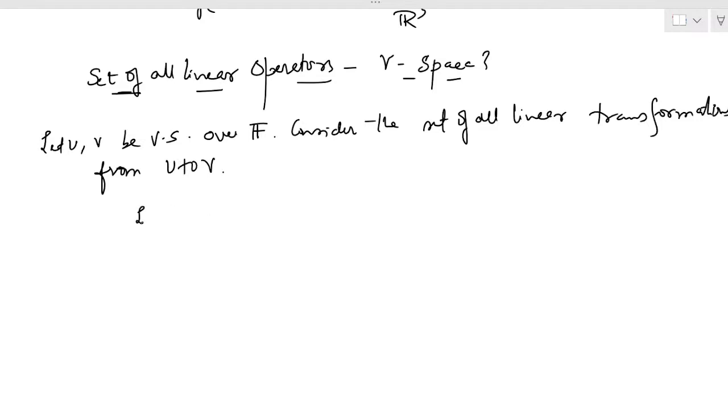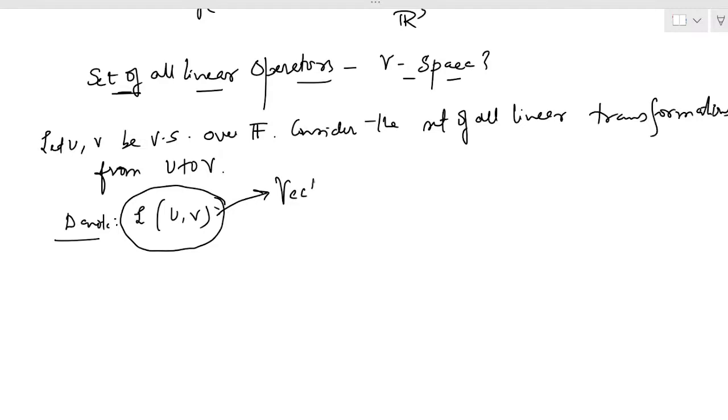Let us denote this set by L. I'm not denoting it by T, so I'm denoting it by L. Remember, without proof, I'm stating that this particular L(U, V), which represents the set of all linear operators, happens to be a vector space.